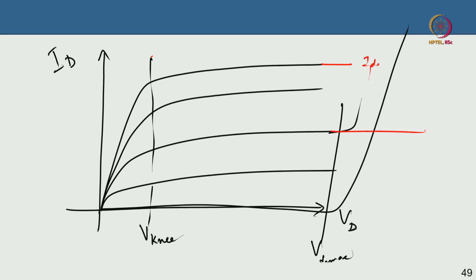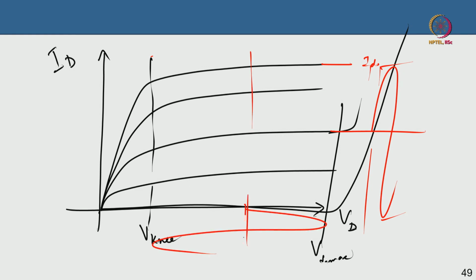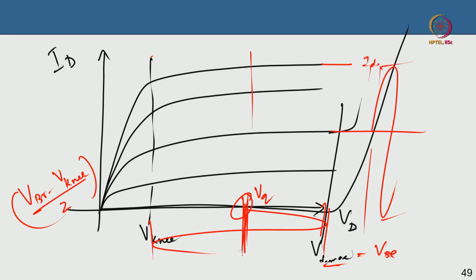Your current can swing maximum between 0 and ID max, and the voltage can swing maximum between the knee voltage and the maximum drain voltage, which is basically the breakdown voltage. Although you slightly keep it below the breakdown, the biasing point is VQ, the drain biasing point, which is half of the breakdown minus V knee, that is, you do not exactly go to breakdown. That is your drain bias essentially, and the current bias is of course ID max by 2.